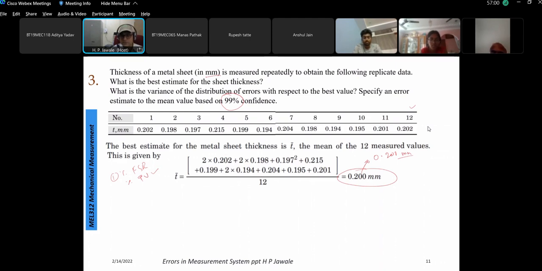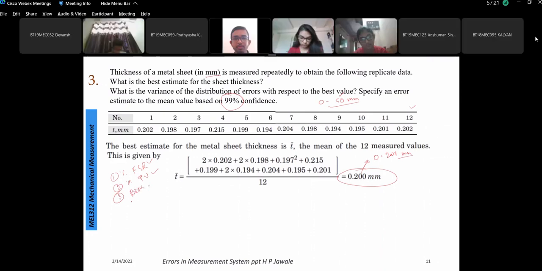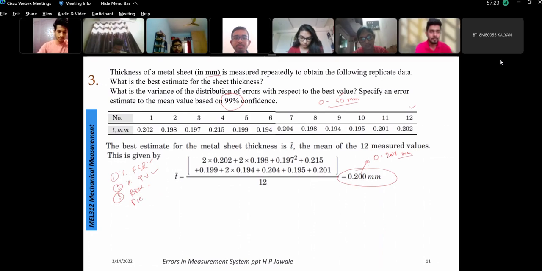If the range of the measurement device, say the vernier caliper or micrometer screw gauge, is given, say from 0 to 50 millimeters, then this full scale range is known and you can have the FSR prediction. Then the third value you can find here is the bias, then the precision. Once the true value is known, you can find precision.